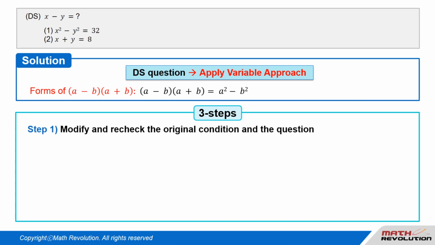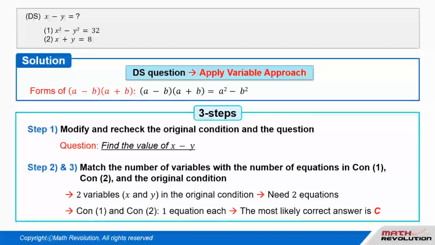Follow the first step of the variable approach by modifying and rechecking the original condition and the question. We have to find the value of x minus y. Follow the second and the third steps.